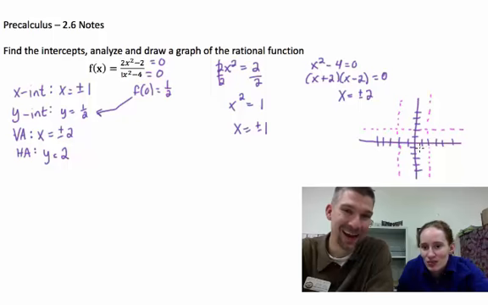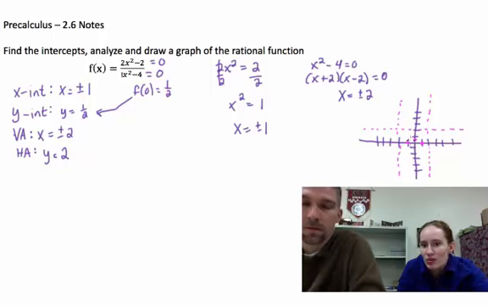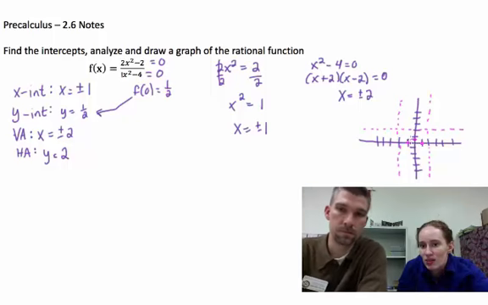The y-intercept is at 1/2, so right here. We have x-intercepts at 1 and negative 1. So this is going to look a little different than the ones we've been doing recently, because if you follow this through, like if this is where I'm going through the y-axis, this is going to look kind of like a parabola facing down. Upside down.